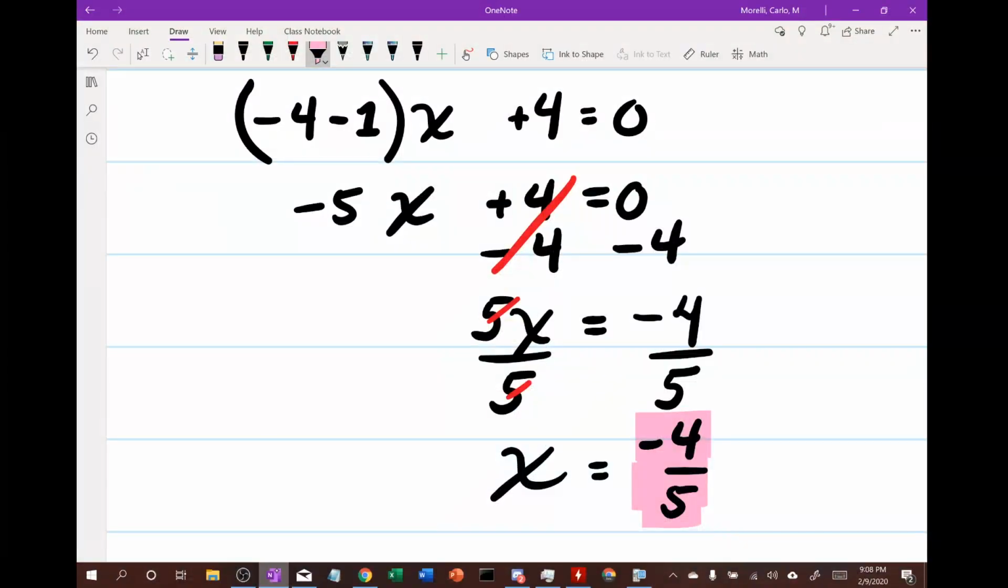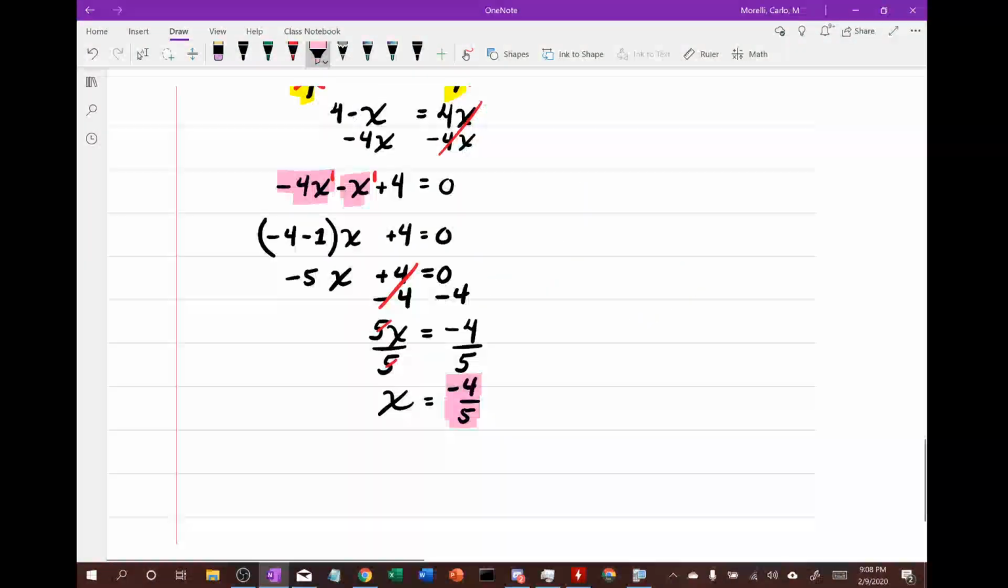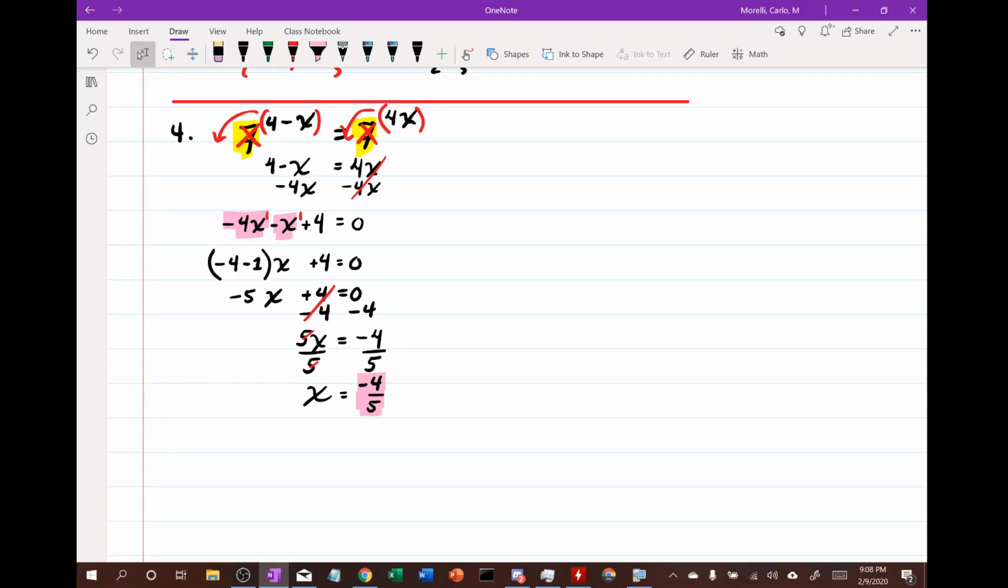Let's go look at our work and see what we did wrong. Did we write the problem correctly? 4 minus x equals 4x. Yep.